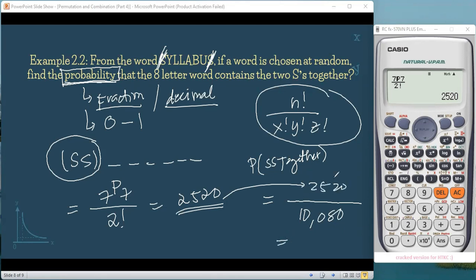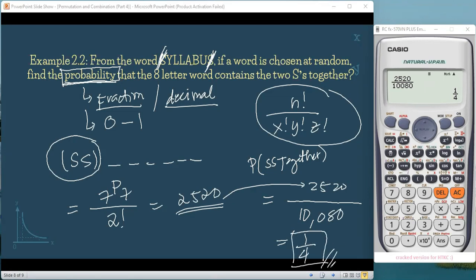So ibig sabihin po, kapag ini-lowest term natin yan, that is 2,520 over 10,080. So that will give us 1/4. So ibig sabihin po, yung probability po na meron tayo kung saan yung S and S daw po ay laging magkasama is 1/4. So this is our probability.